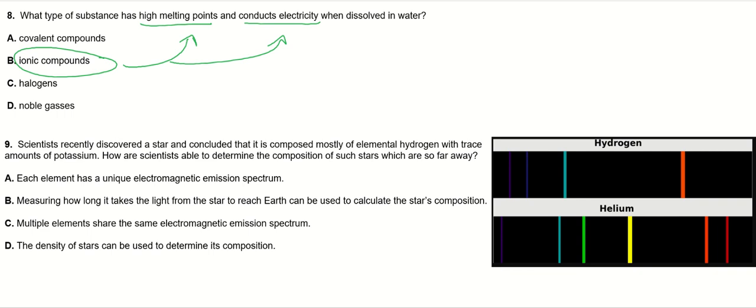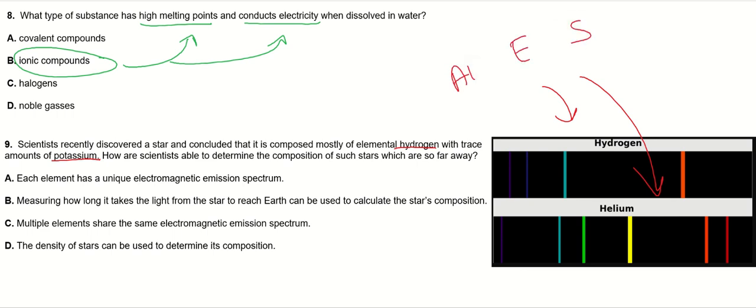Number 9. Scientists discovered a star. The star was concluded to be mostly made of hydrogen and helium. What? Oh man, I got the wrong image. All right, I thought that said helium. It says potassium. Anyway, all elements have a unique, what are these called?